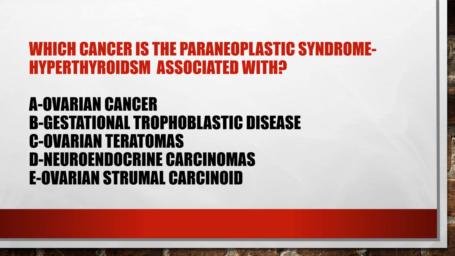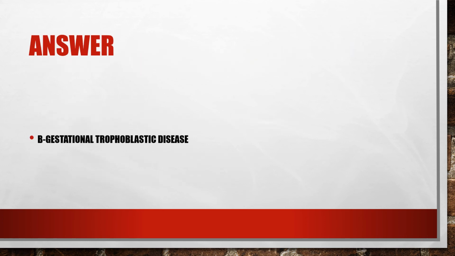Which cancer is the paraneoplastic syndrome of hyperthyroidism associated with? Is it ovarian cancer? Is it gestational trophoblastic disease? Is it ovarian teratomas? Is it neuroendocrine carcinomas? Is it ovarian stromal carcinoid? And the answer is gestational trophoblastic disease.